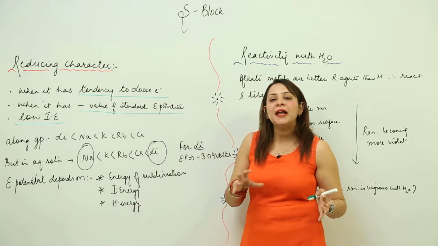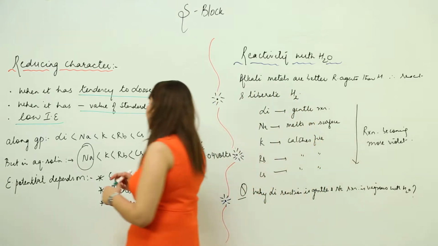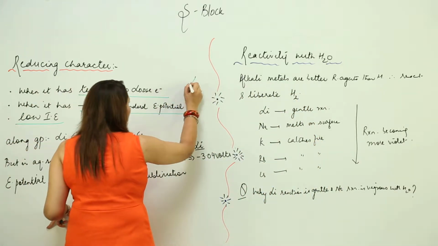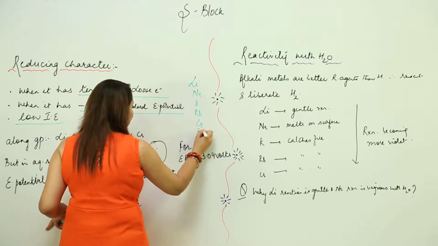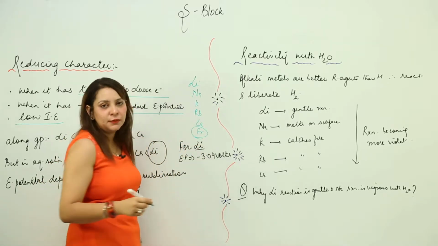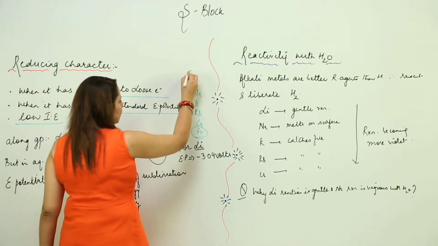Now if we apply this to the alkali metals, as we move down the group, as you all know, we have lithium, sodium, potassium, rubidium, cesium and francium. I am leaving out francium because it is radioactive, I told you in the previous topic also. So we will just look till here.